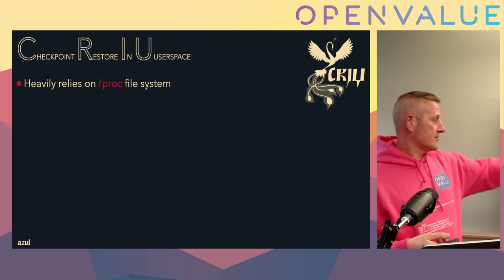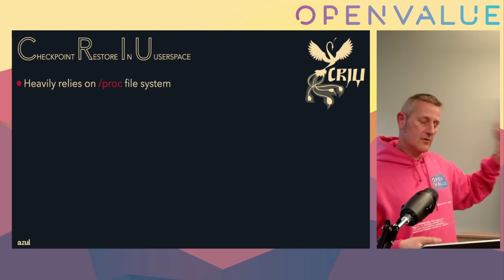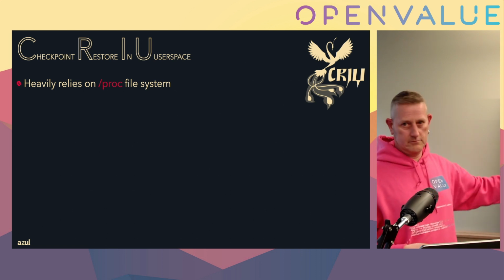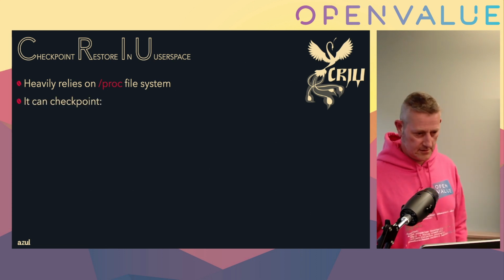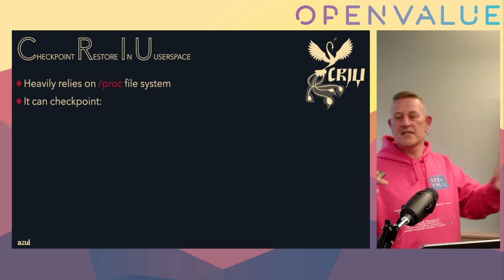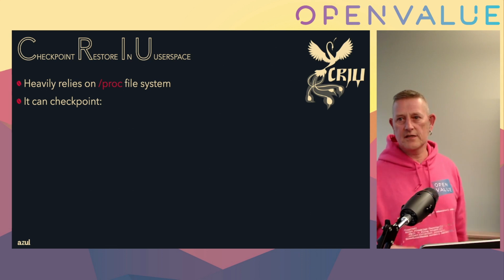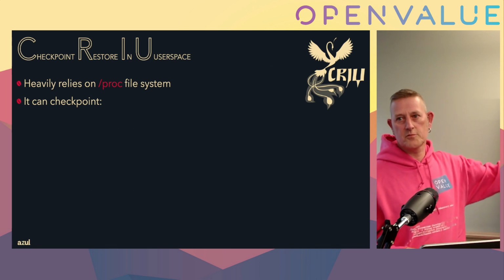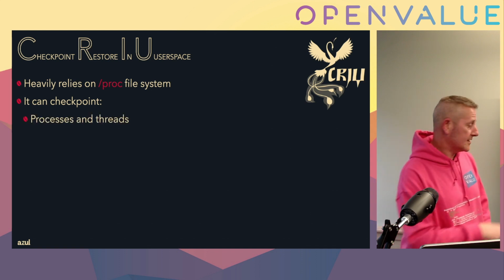It heavily relies on the proc file system. And you have to keep in mind that even on Linux, not all Linux distributions use proc. If you don't have proc, you can't use CRIU. Right? This is also a fact. Also the reason why it doesn't run on Mac. Mac is some kind of Linux derivative, so Darwin is similar, but it doesn't use proc, so you can't use it. It can checkpoint all these things.